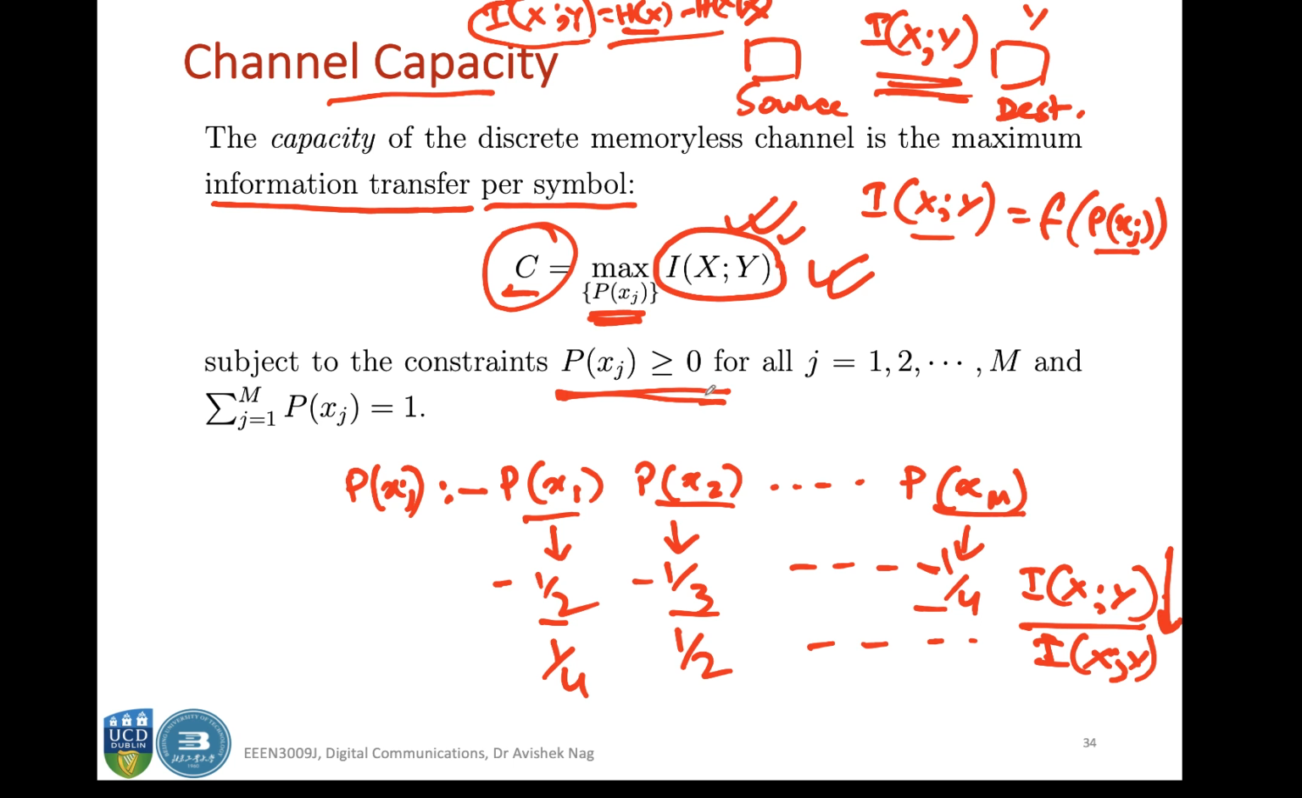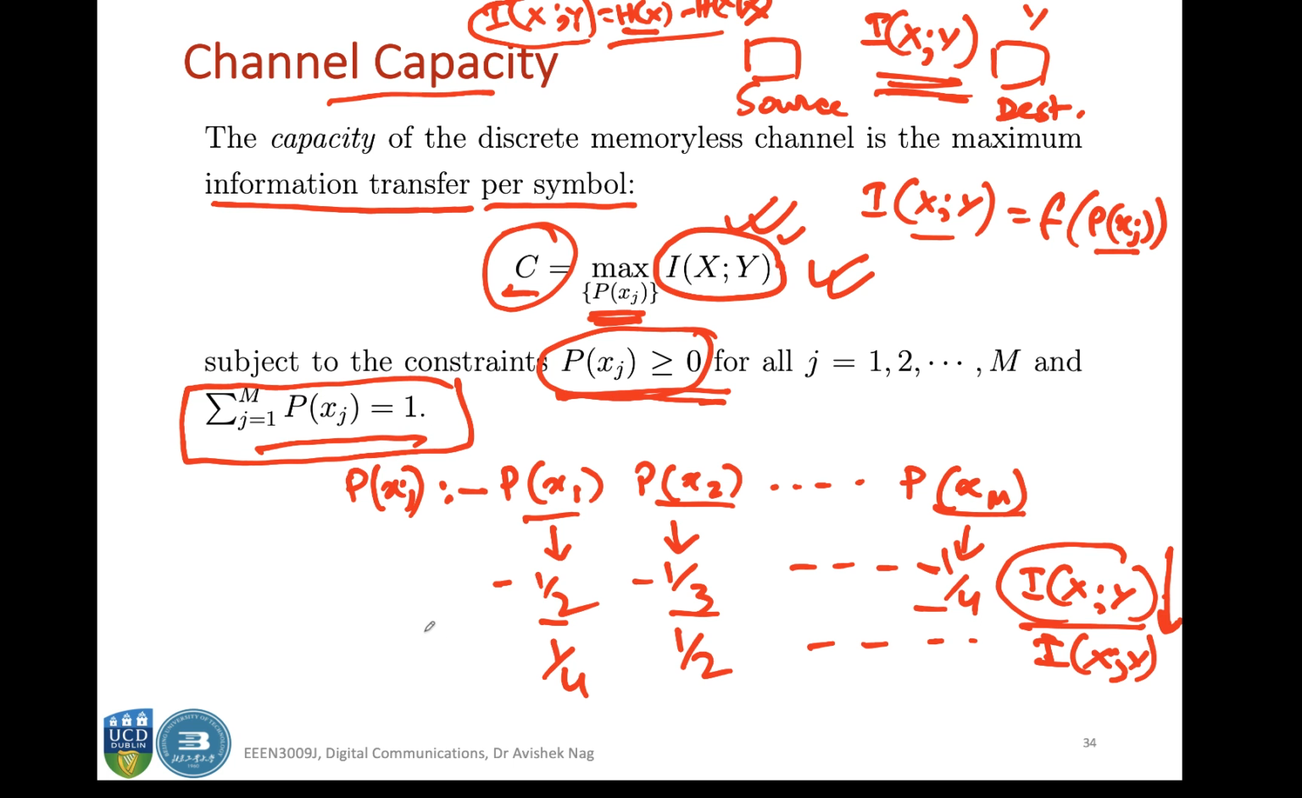This is very obvious because that's directly from the definition of probabilities. They can be only greater than or equal to 0, so this constraint has to be imposed. You cannot put a negative value here as the probability and then maximize this term. This has to be greater than or equal to 0, and also this constraint has to be imposed as well, that the sum of all the input probabilities gives you 1.